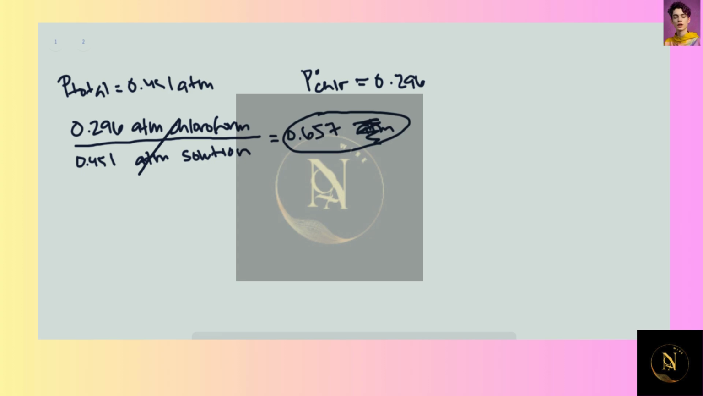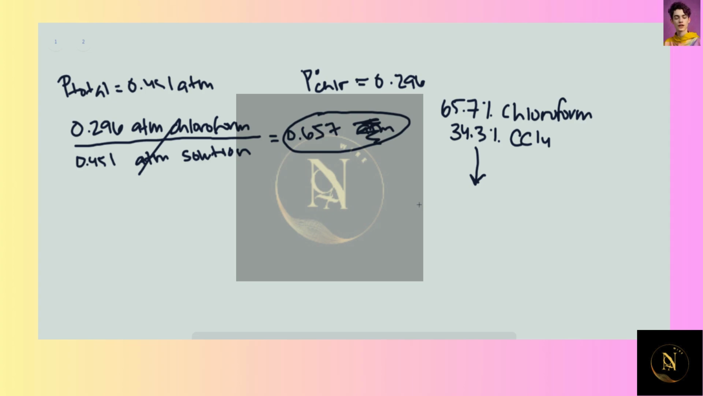Now we know that the vapor of this first solution is 65.7% chloroform and 34.3% carbon tetrachloride. If we were to condense that, the solution resulting from this vapor would have the same proportions of chloroform and carbon tetrachloride.